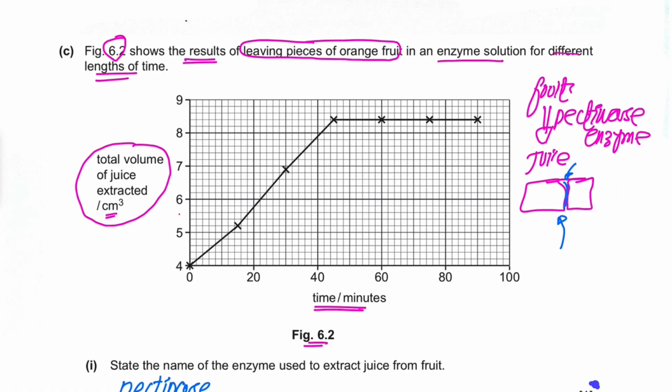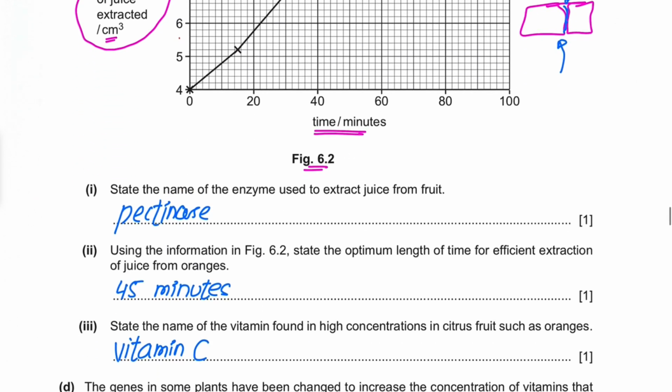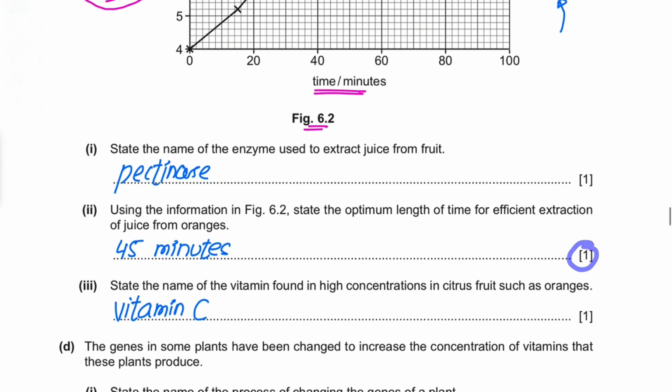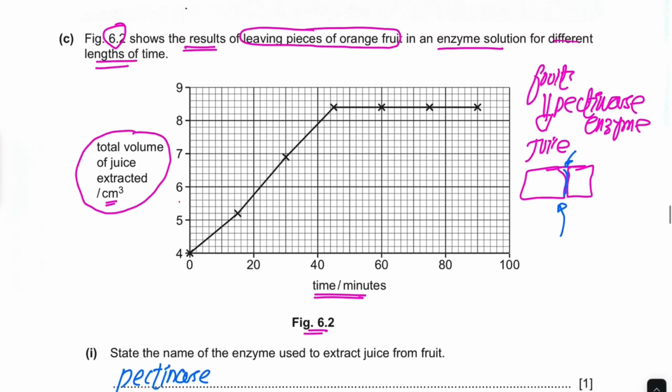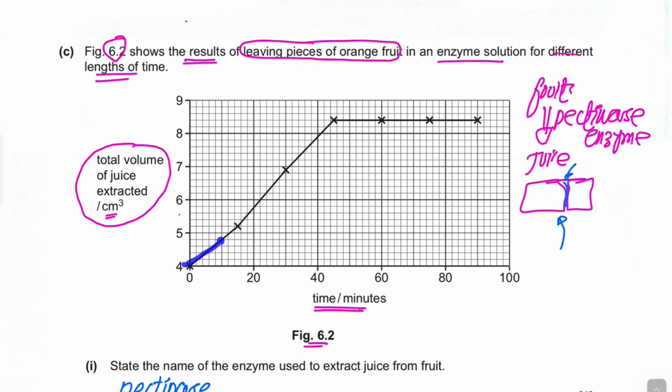Now they are asking for 1 mark: state the name of the enzyme that is used to extract the juice out of fruit. So the name of the enzyme is pectinase. Now they ask again for 1 mark that we are required to use information in figure 6.2 to state the optimum length of time for efficient extraction of juice. And the optimum length of time means where the graph is going upward.